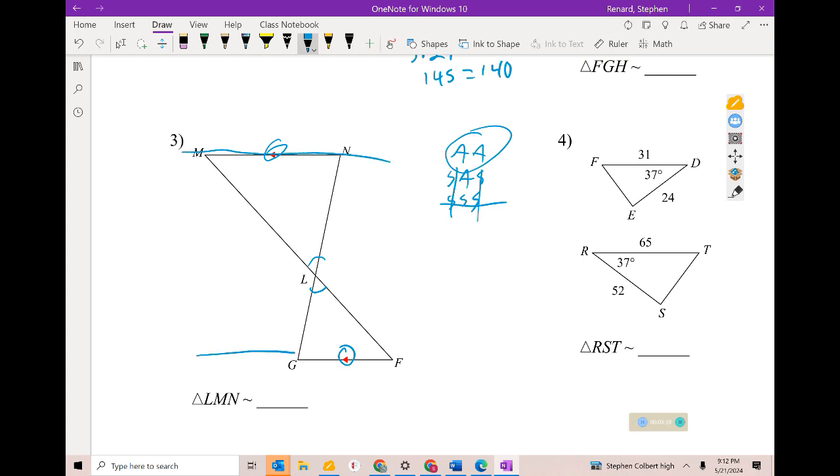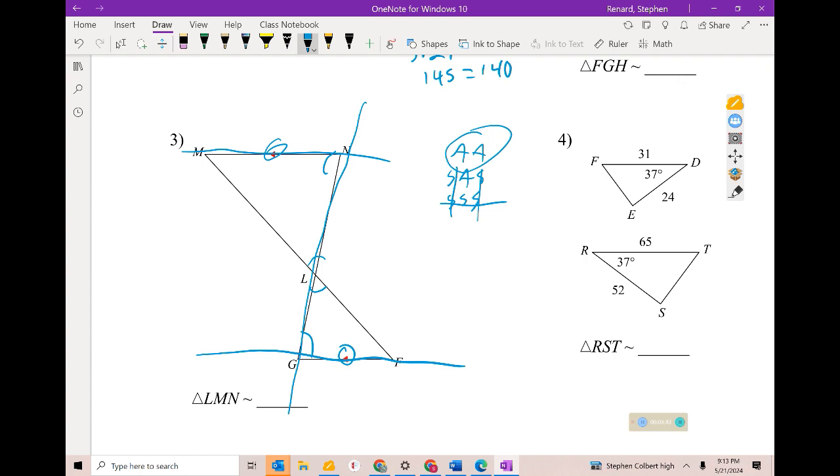So remember way back in first quarter, and I said you guys would be using this all year long. Well, here we are. Last day of school, still using it. So whenever two parallel lines are crossed by a transversal, we know their alternate interior angles are congruent. So we know because MN is parallel to GF, we know that angle N and angle G are the same. Okay? So that gives us angle-angle similarity.